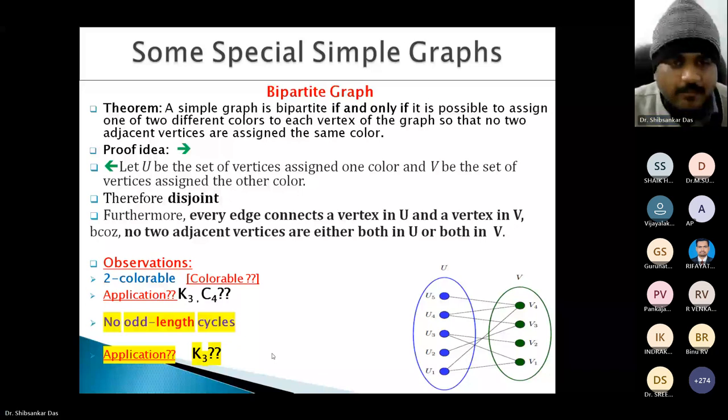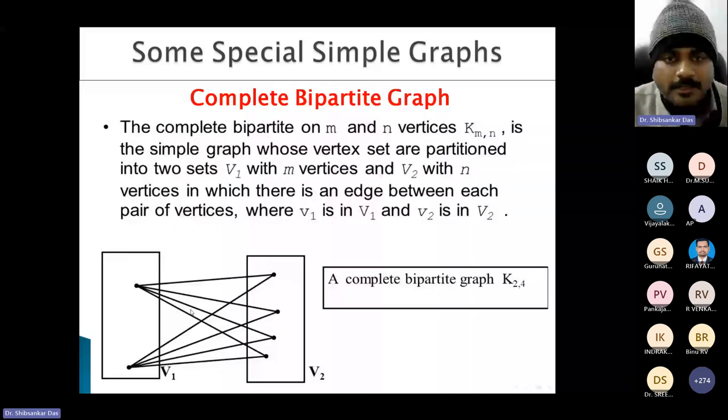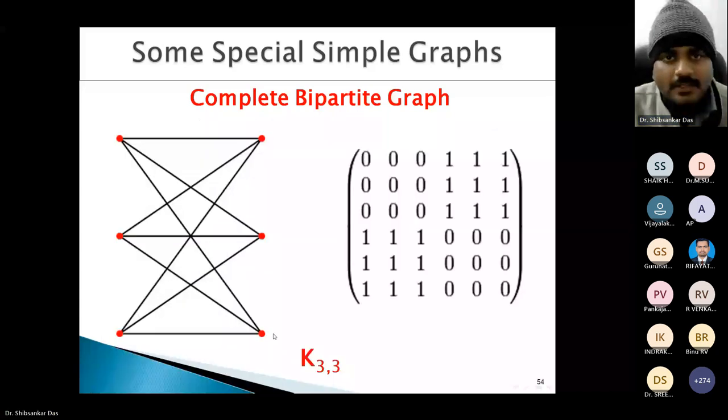Okay, so this is the complete bipartite graph represented by K_{M,N}, with M vertices and N vertices. This is K_{2,4}, for example, and this is a complete bipartite graph. Every vertex is associated with all the vertices of the other partition. This complete bipartite graph can be represented via an adjacency matrix. Look at the matrix, basically. This is some class of matrix.